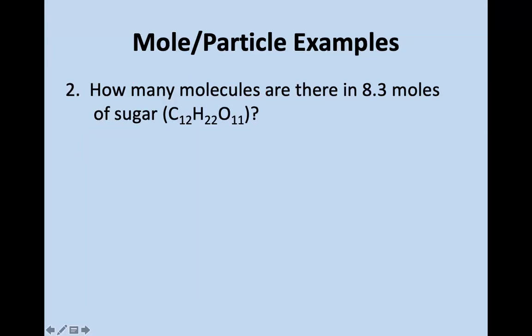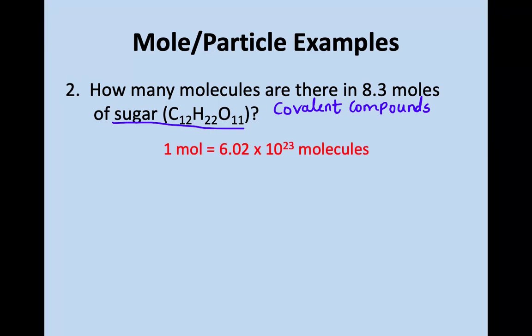Let's look at question 2. How many molecules are there in 8.3 moles of sugar? Now, sugar has this formula, and this is a covalent compound. Okay, therefore, the relationship between moles and particles would be 1 mole is equal to 6.02 times 10 to the power of 23 molecules. We are going to start with what is given to us. This is what is given: 8.3 moles of sugar. And we are going to convert this into molecules.